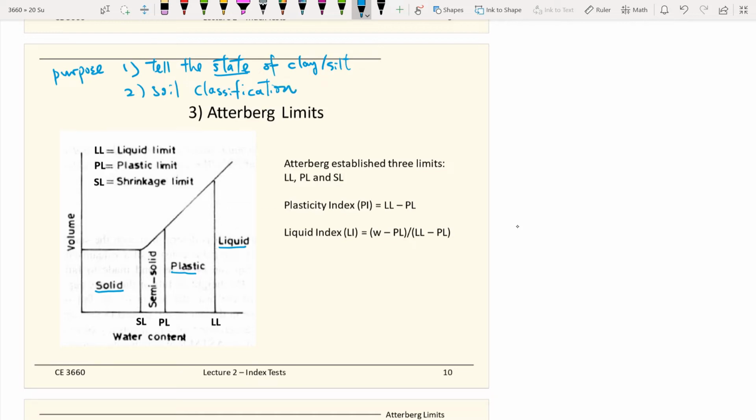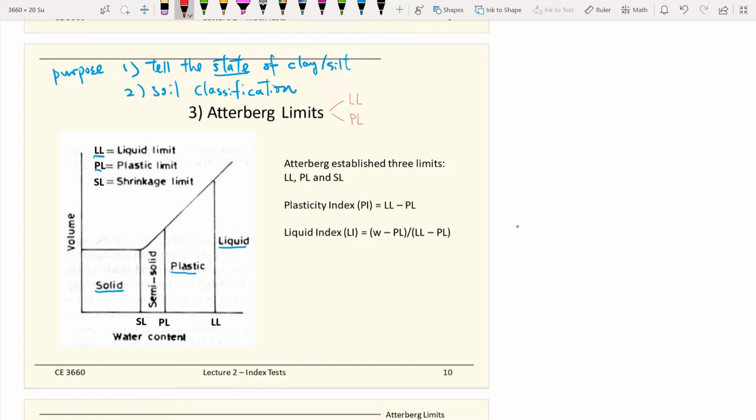So what are the Atterberg limits? The Atterberg limits actually have two main components. There are three limits, but for our engineering applications, we focus on two: the liquid limit and the plastic limit. You need to understand what the liquid limit and the plastic limit are. So what is the liquid limit?